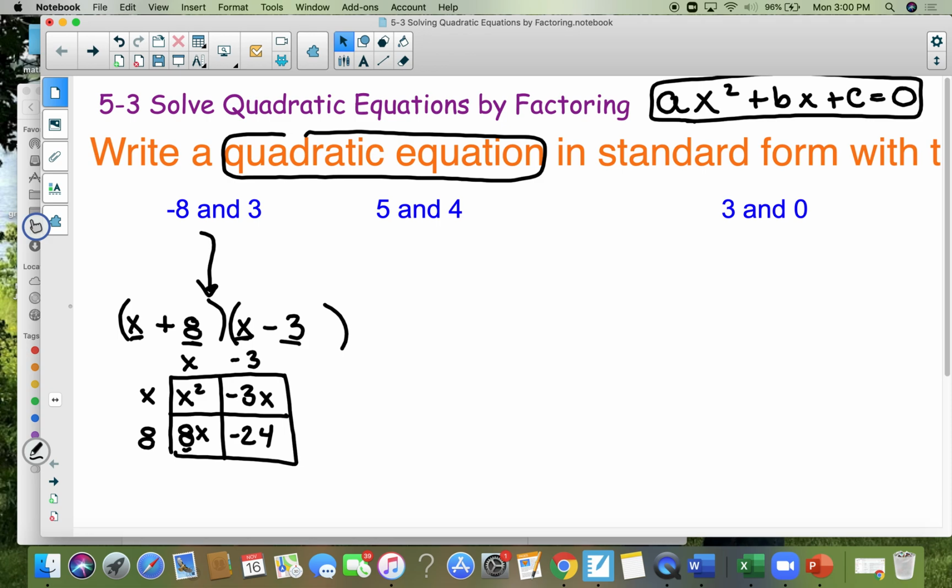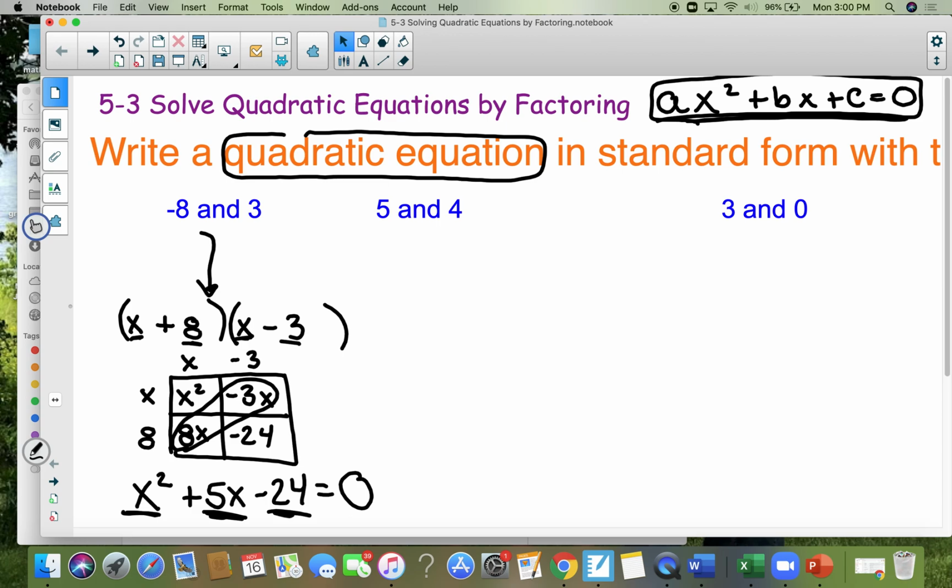Okay, what we have to do at the end is put like terms together, and these diagonals, the 8x and the -3x, can be combined. So my final answer in decreasing order is x squared. 8x take away 3x is 5x. The two diagonals make 5x. Take away 24, and then I like to put equals 0 at the end. Does this look very similar to ax squared plus bx plus c? X squared, the bx, and the c equals 0.